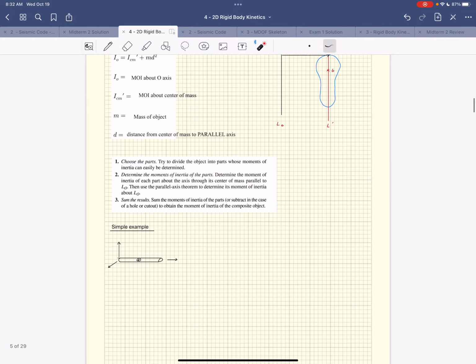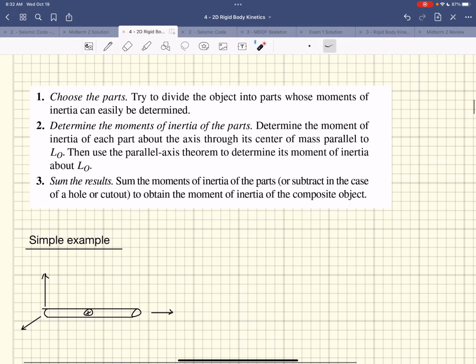So the method for doing this: choose parts, divide the object into parts where the moment of inertia can easily be determined. So you divide it into those different shapes that we saw on the previous page. Determine the moments of inertia of the parts, so you do the MOI of each part, and then determine the moments of each thing about the axis, and then you add them all together. Like I said, we're going to do an example here in a second.